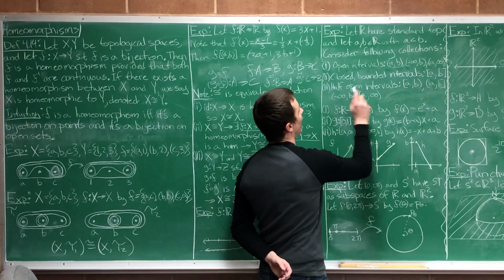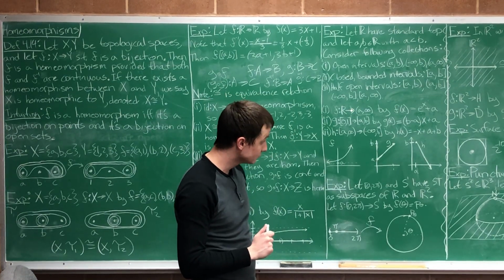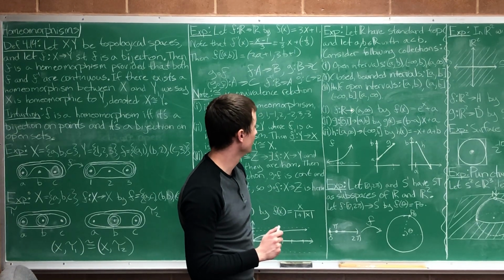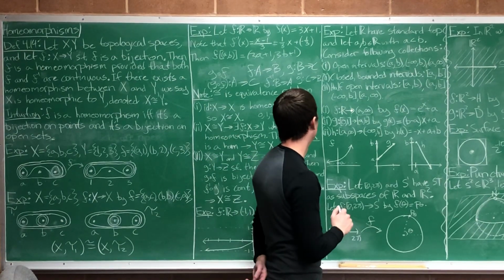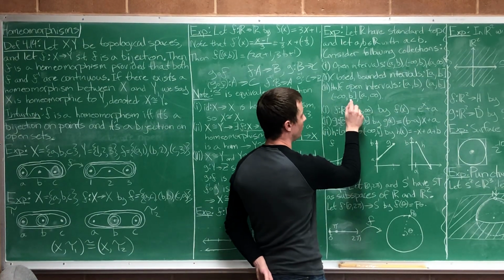Now let's show that all half open intervals are homeomorphic to each other. And this one, we can't prove all the combinations, so I guess I'm just showing that this one's homeomorphic to this one.